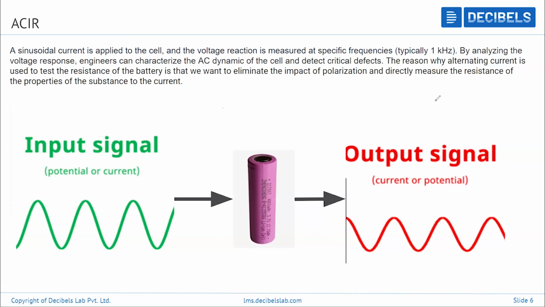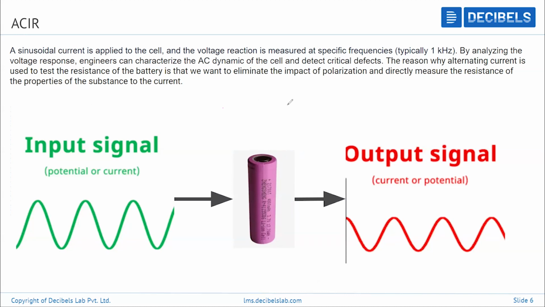The reason for applying the alternating current is to test the resistance of the battery, and eventually it will eliminate the impact of the polarization. So with this, you can directly measure the resistance properties of the cell, the components of the cell. It takes very less time, it is not a time consuming thing. You can bring the cell to some particular SOCs or capacity, and you can conduct this test.